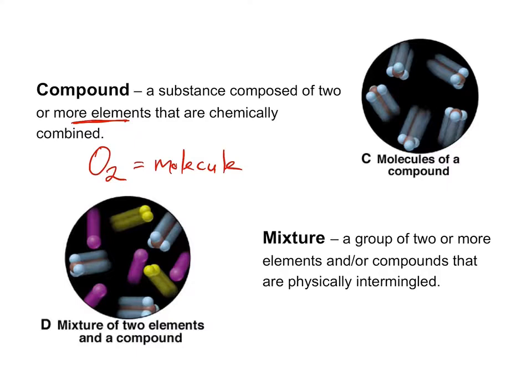So a mixture is a group of 2 or more elements and/or compounds that are physically intermingled. Not bound together, but intermingling. They're sort of mixing around together, kind of like a big soup, but they're not necessarily bound together. We'll look at some examples of that in just a moment. But just so you differentiate, a compound falls under the pure substance, and the mixture falls under a mixture.